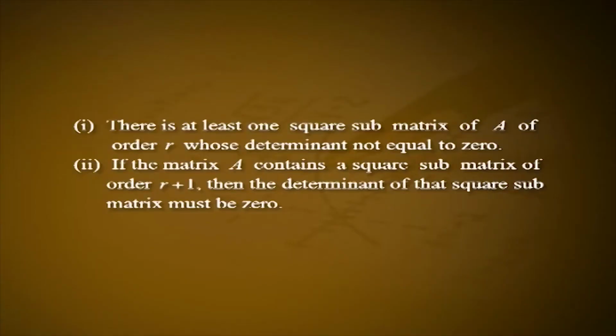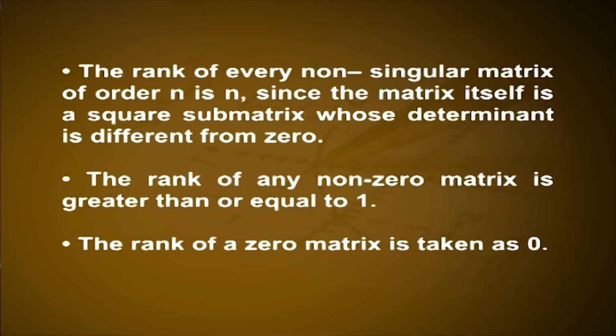That is, a number r is said to be the rank of a matrix A if it possesses the following properties. First, there is at least one square submatrix of A of order r whose determinant is not equal to 0. Second, if the matrix A contains a square submatrix of order r plus 1, then the determinant of that square submatrix must be 0. Remarks: the rank of every non-singular matrix of order n is n.